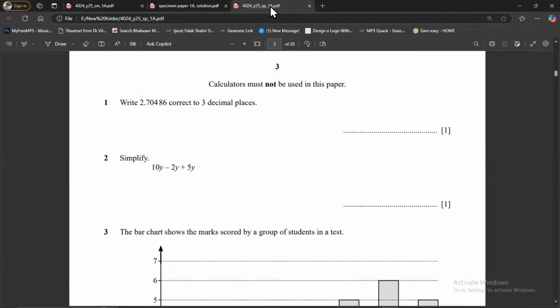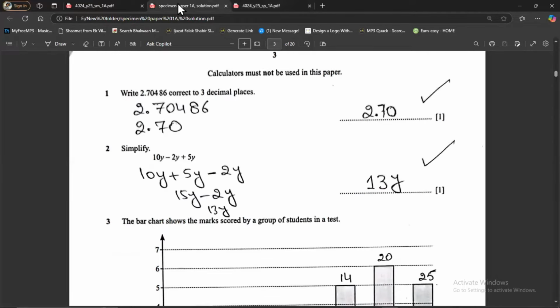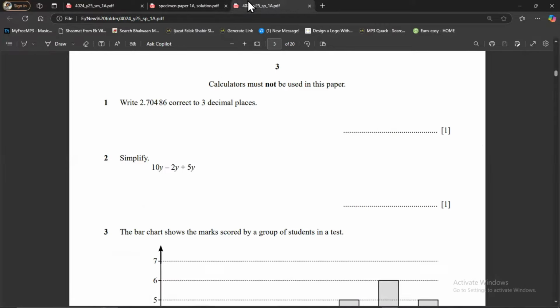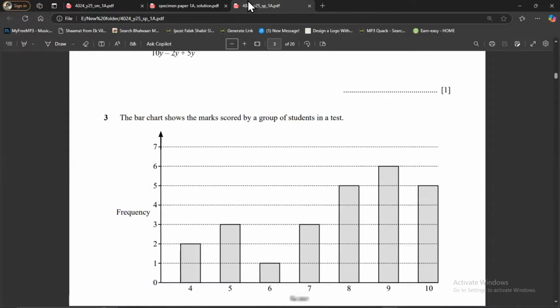To simplify, we have 10y minus 2y plus 5y. All of them are y, so they can be added and subtracted with each other. So it will be 10y plus 5y minus 2y. So 15y minus 2y, that's 13y. So my answer is 13y. So the answer is right. Okay, so we are going to the next question.